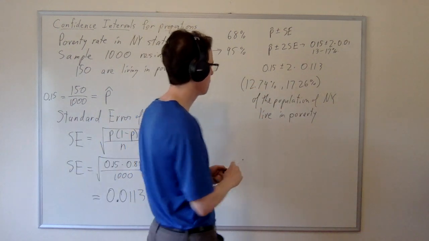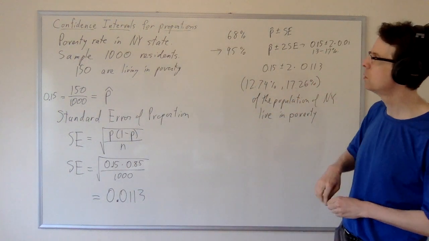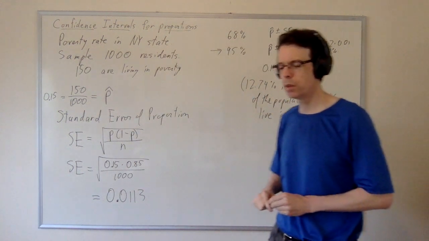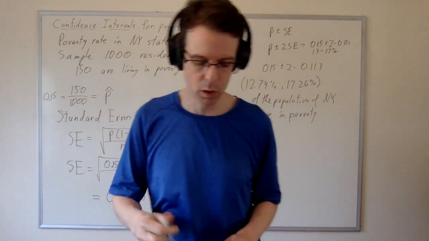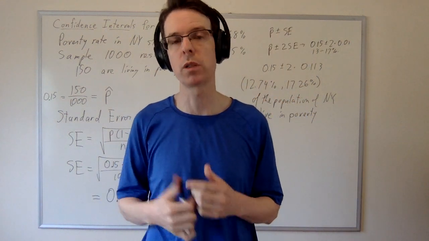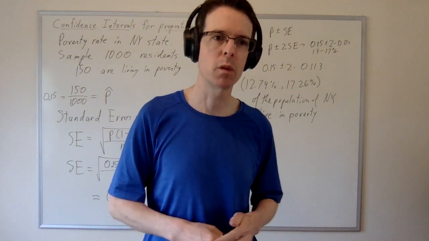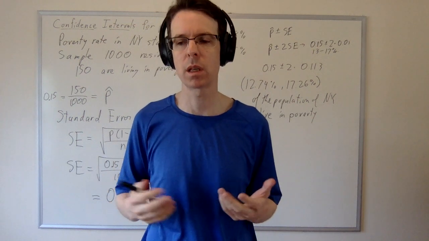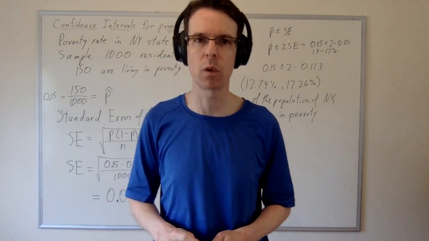Now, this is our first example of using a confidence interval for a proportion. In the next video, we'll look at a confidence interval for a proportion twice over, once for New York, once for Pennsylvania, and then compare them to ask, do we say with confidence that one is greater than the other?